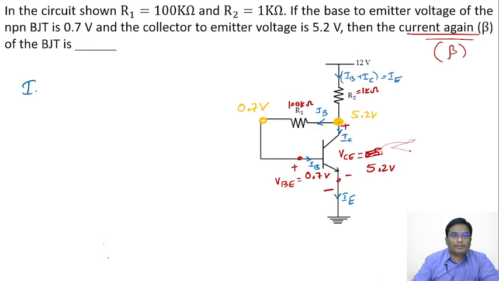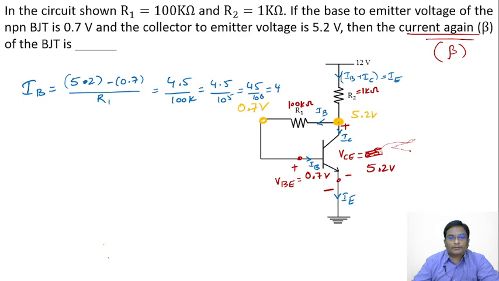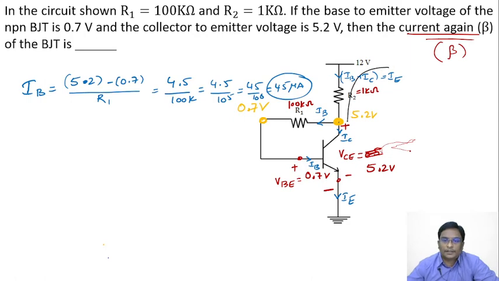Now this current IB I can define as starting voltage minus ending voltage divided by the resistance R1. This is 5.2 minus 0.7, which is 4.5, divided by 100K. What is the value? 4.5 divided by 10 power 5, or 45 by 10 power 6. This is 45 microampere. That's the IB. And let us apply KVL for this outer loop.